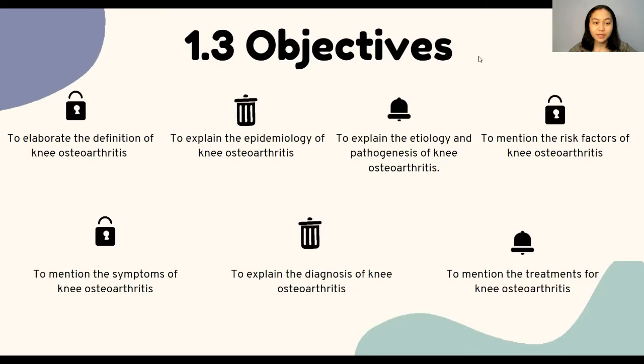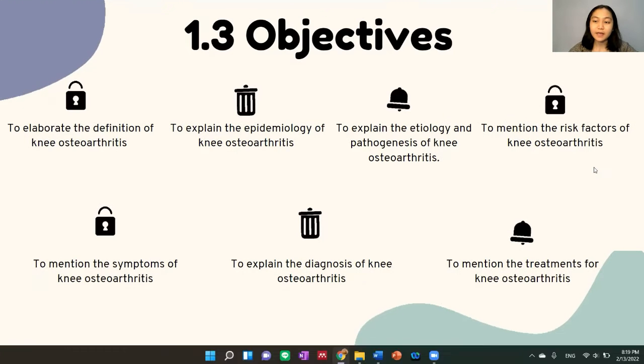The first objective is to elaborate the definition of knee osteoarthritis and to explain the epidemiology, the etiology, and pathogenesis of knee osteoarthritis, and to mention the risk factors and also the symptoms of knee osteoarthritis, and how to diagnose and the treatment of knee osteoarthritis.